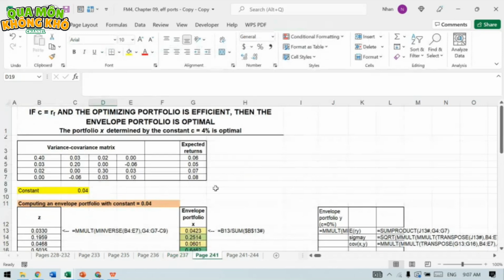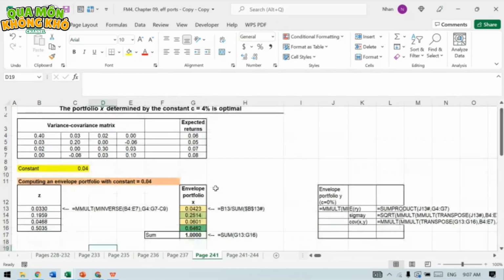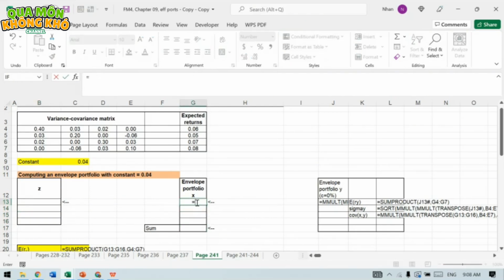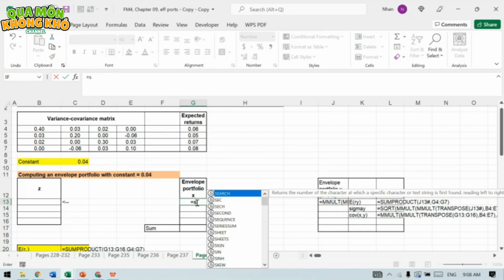And for the note 3, it is if the constant equals the risk-free rate, the optimizing portfolio is efficient, then the envelope portfolio is optimal. So here, I will calculate first the envelope portfolio with constant 4, and I just did it. I forgot to delete it, so I will do it again. So to save time, I will calculate it in one step. I forgot to calculate the vector. Yes.